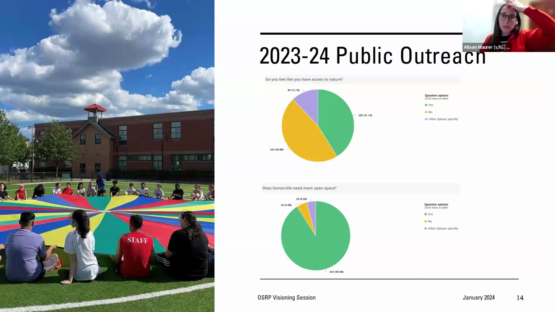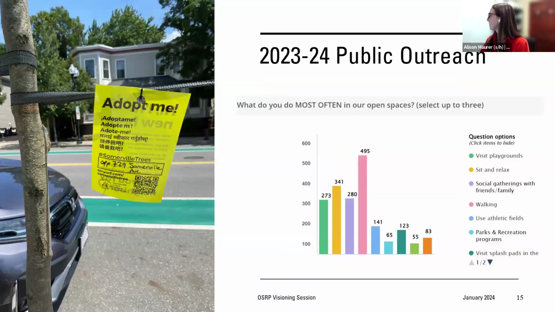So just to give you a couple cents of some of the findings, we asked if people felt like they had access to nature. There was a kind of split between yes and no. And I wonder about how many people are leaving Somerville, and that makes them feel like they have access to nature. But I think there's room to grow in helping people feel like they have access to nature. Resounding yes, that Somerville still needs more open space. So that's a nice confirmation that that goal is still important to folks.